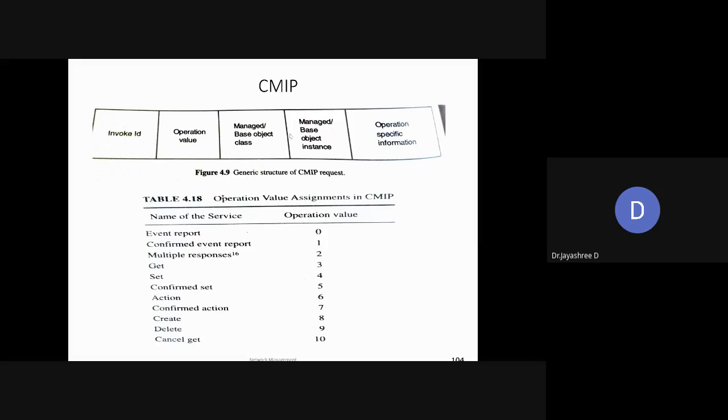So it is very clear what your base object is, what your base object instance is, and what operation-specific information you are going to establish. So CMIC and CMIP are very particular for the network management application. Unless they both are available, you cannot establish in the OSI model. I am not speaking about the internet suite here.